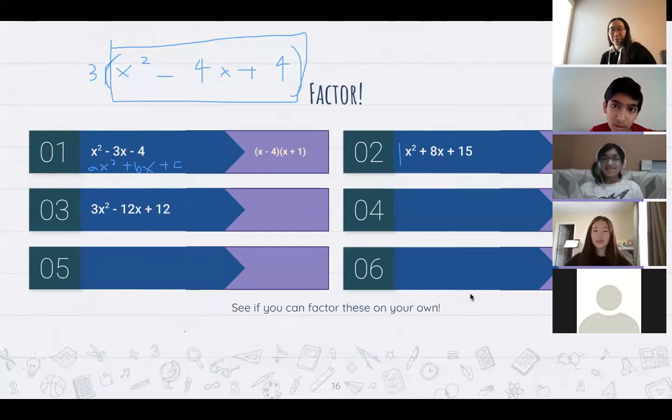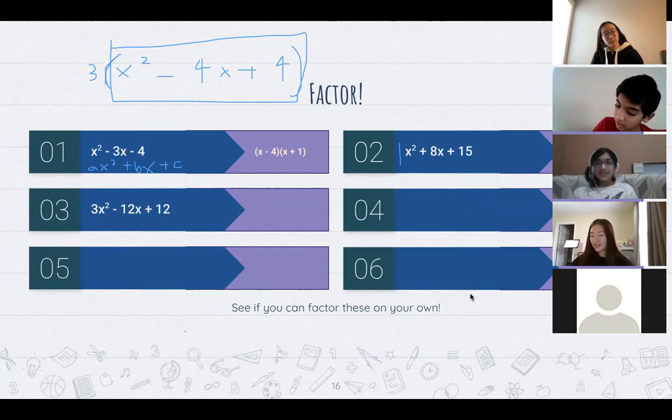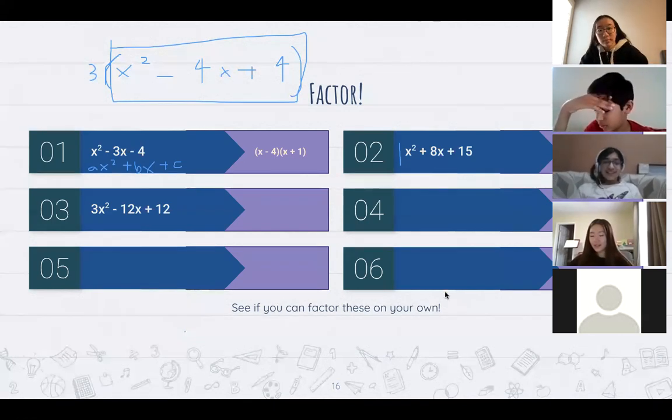So do we just not include the 3? Yeah, you can just ignore the 3 for now. But can you do it with x squared minus 4x plus 4? Do the box method. Get it right. I don't care however you do it. I'm just gonna do it with the 3 in.